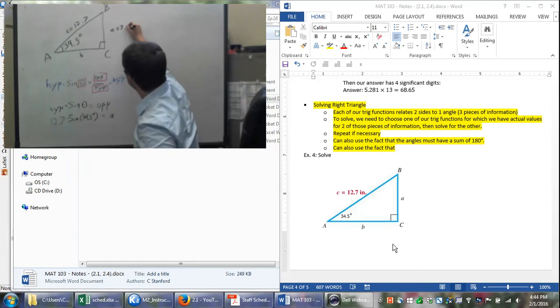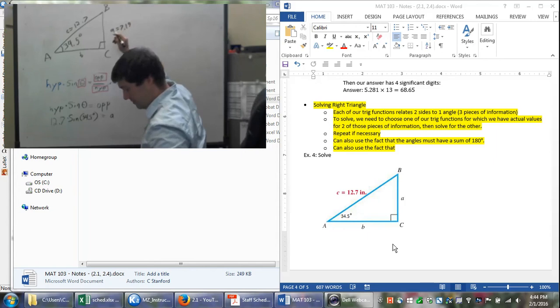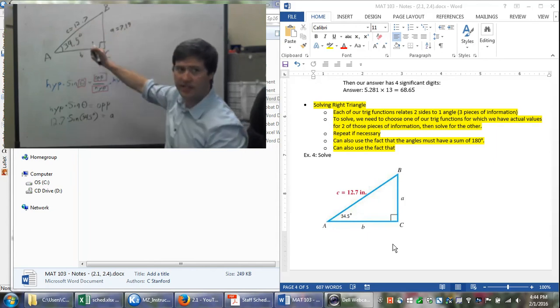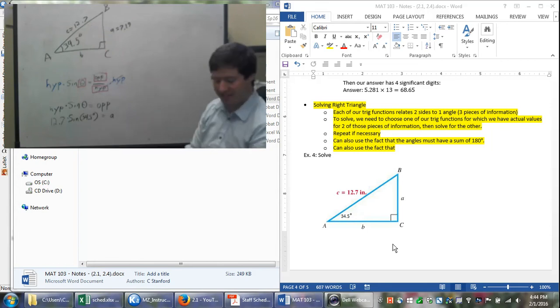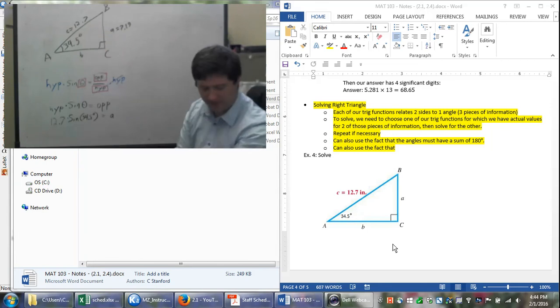Okay, so the side opposite our angle is this lowercase a, and our hypotenuse, well, that's the same no matter what. Whatever angle we're using, the hypotenuse is still this 12.7, so I can plug that in.